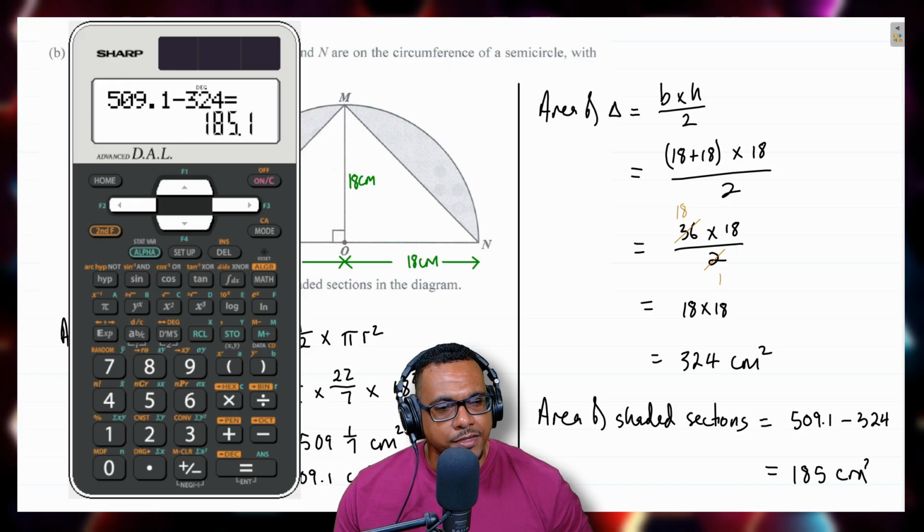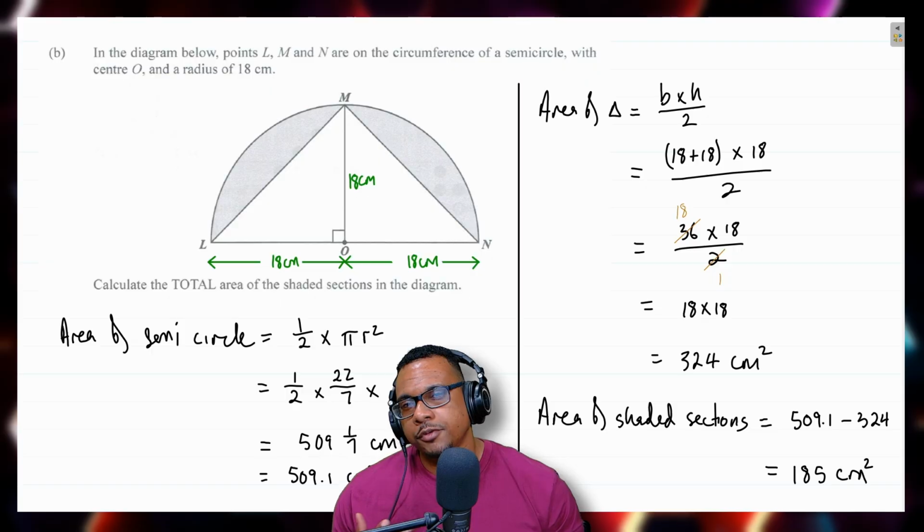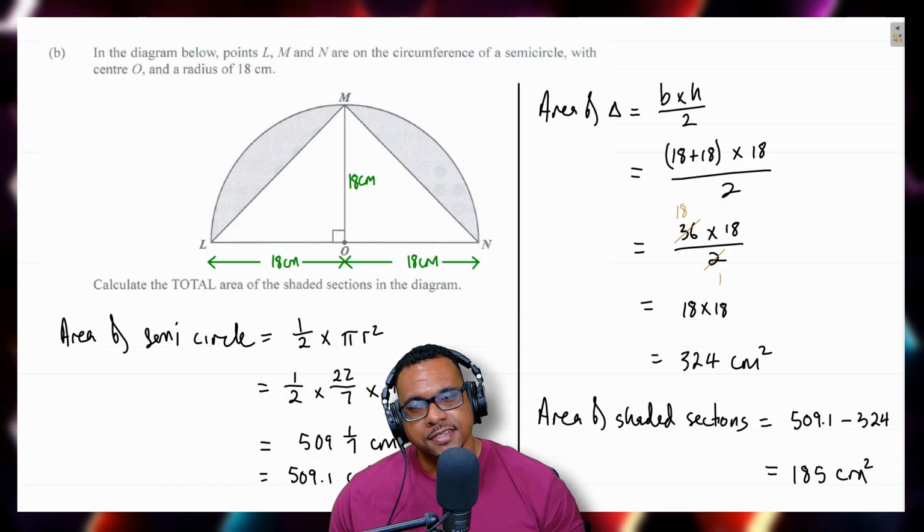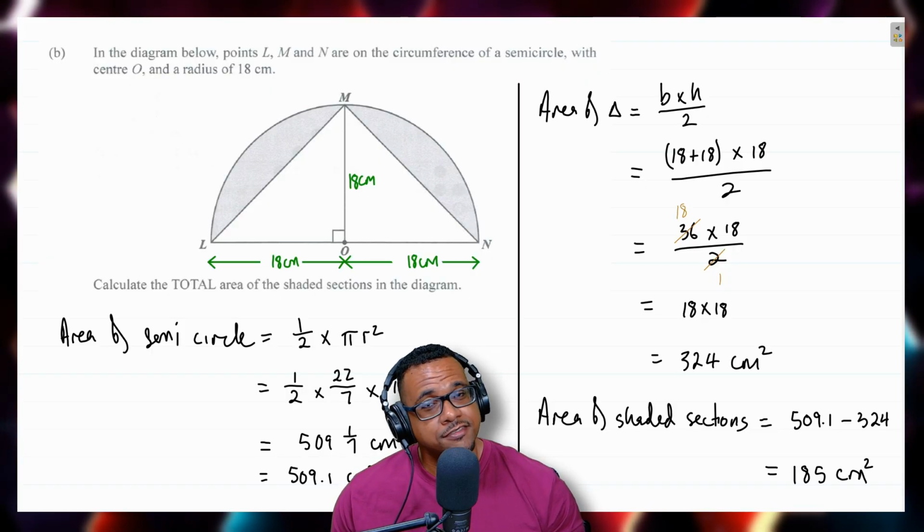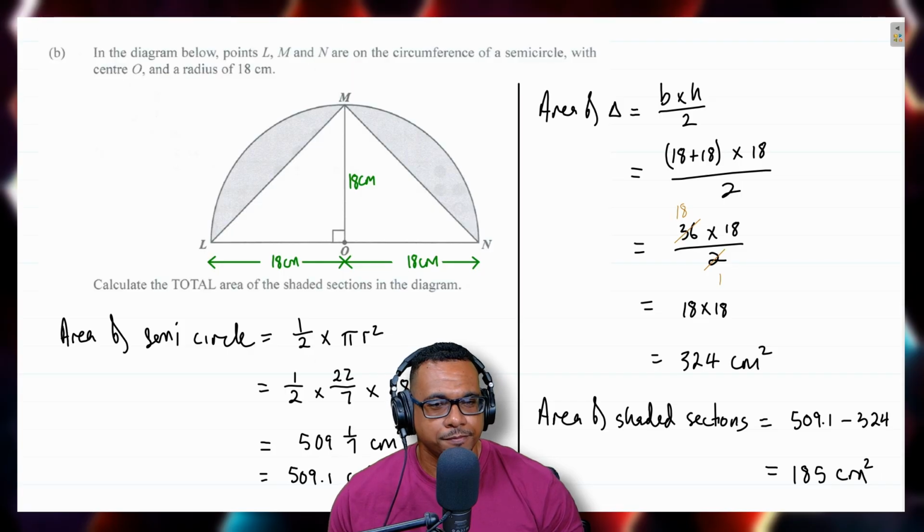So 185 centimeters squared. And that will bring us to the end of this video on question 6. So stay tuned for the next video on question 7.